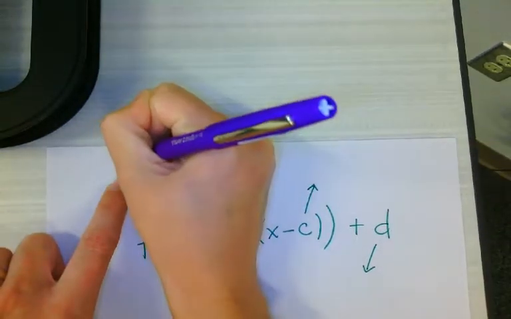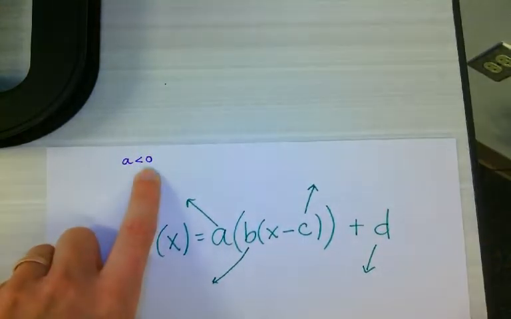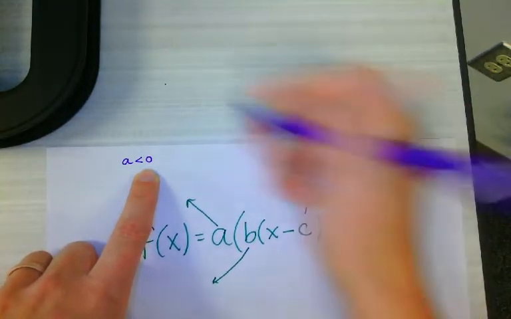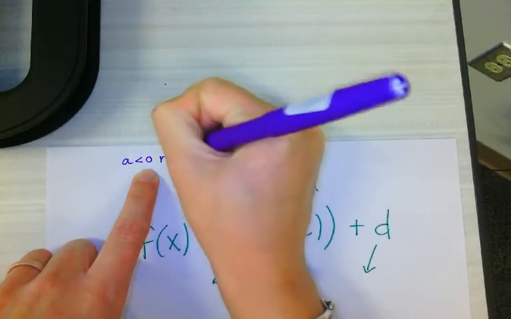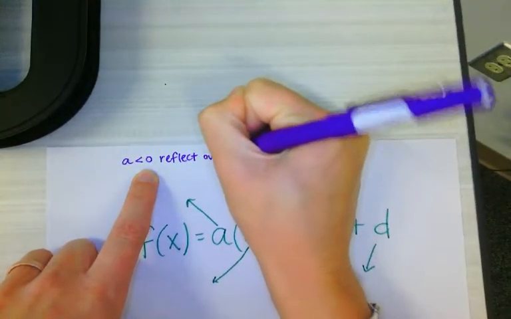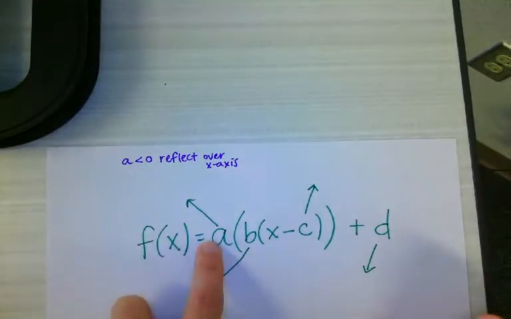First of all, let's talk about if it's negative. If A is less than 0, meaning it's negative, you should have seen the graph flip over the x-axis. So I'm going to put reflect over x-axis.